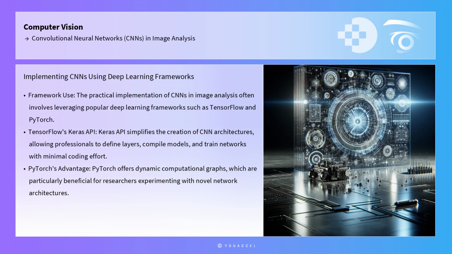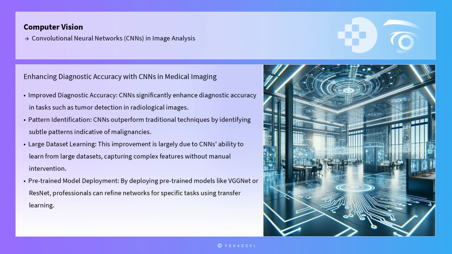PyTorch, on the other hand, offers dynamic computational graphs, which are particularly beneficial for researchers experimenting with novel network architectures. Consider a practical example in medical imaging, where CNNs significantly enhance diagnostic accuracy. In tasks such as tumor detection in radiological images, CNNs outperform traditional image processing techniques by identifying subtle patterns that may be indicative of malignancies.